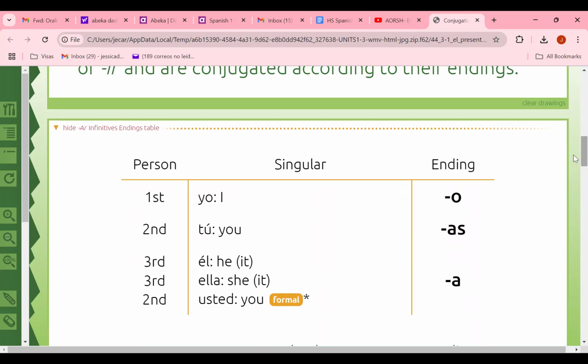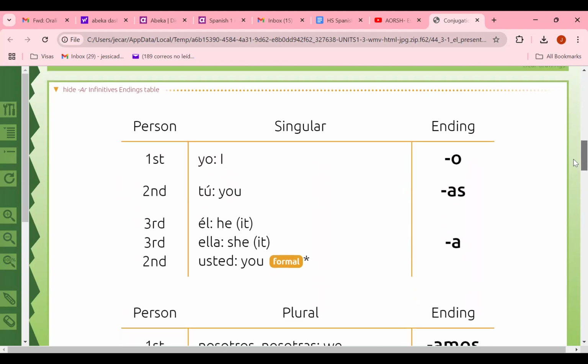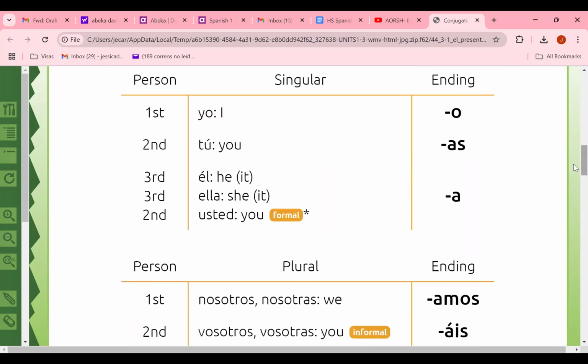Okay, so for verbs that end in AR, if you're gonna conjugate it for I, for yo, you have to change that AR ending to O. It will end in O. If it's for tú, which is you, you change that AR ending to AS. We're gonna see some examples, don't worry. It could be a little confusing at the beginning, but you will get it, okay?